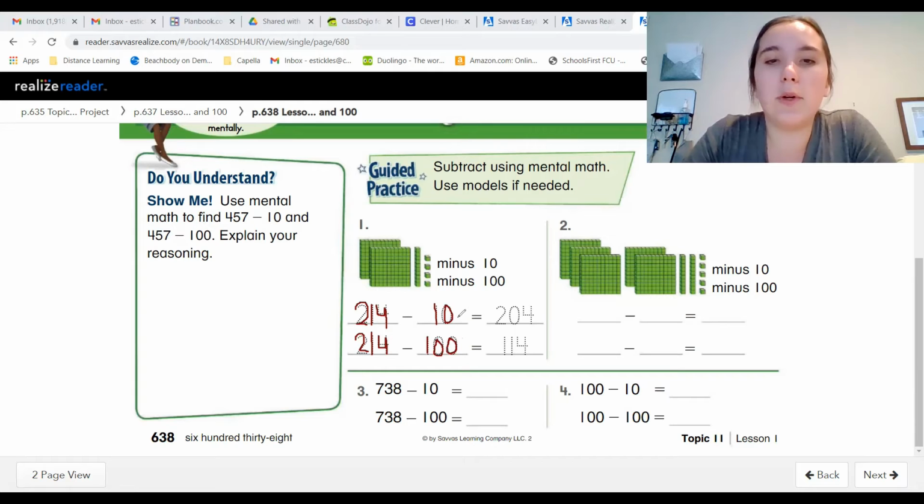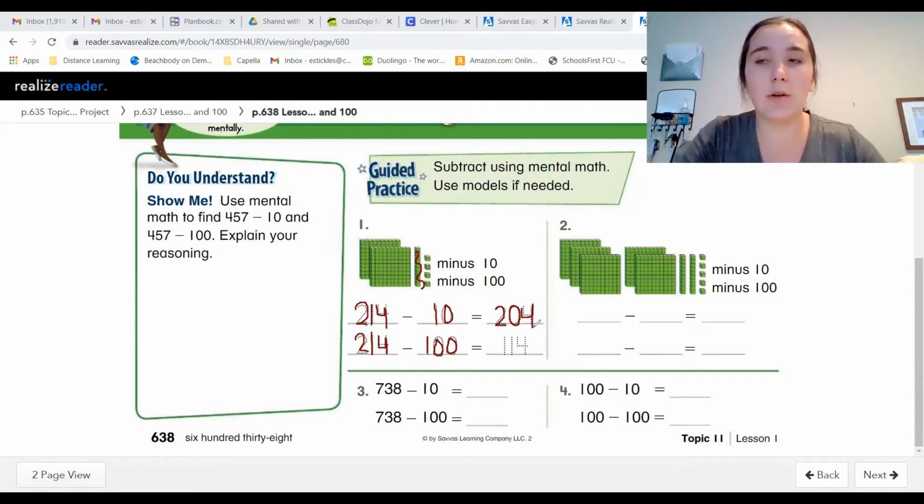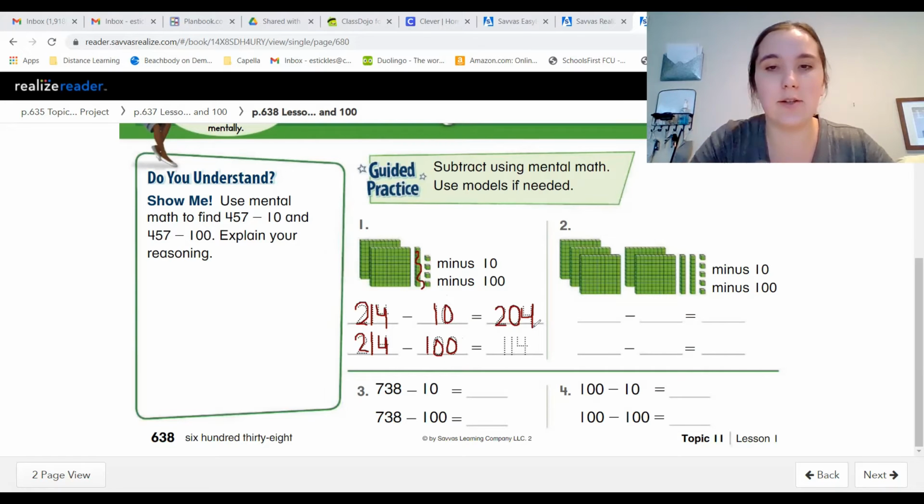So let's see, 214 minus 10. Well, this one's not super tricky because it's already modeled for us, and we just need to take away 1 ten. So if I go up here and I cross off my 10, well, I have 2 hundreds, 0 tens, and I still have 4 ones. So that means 214 minus 10 is 204. Only my tens place changed.